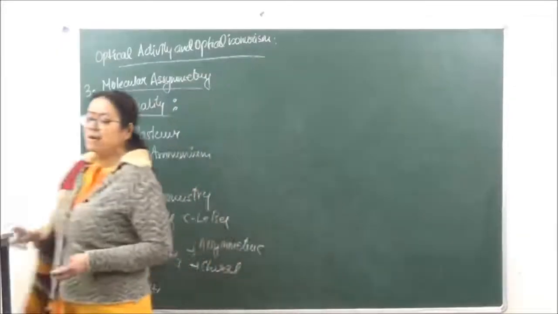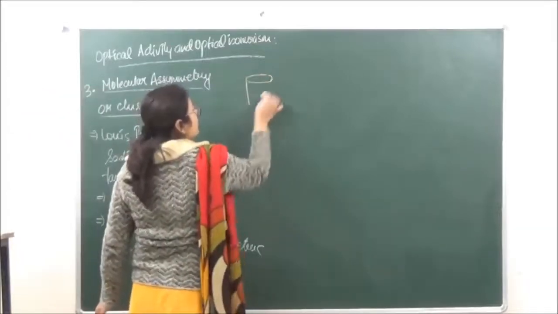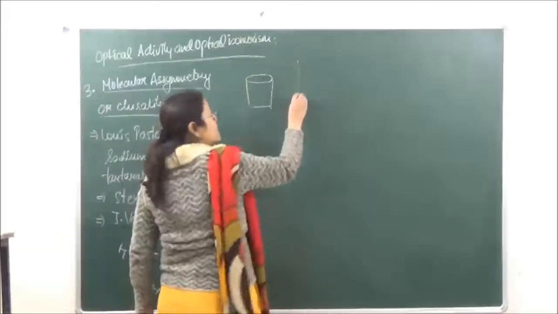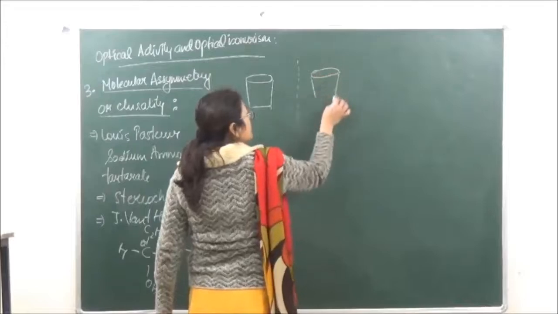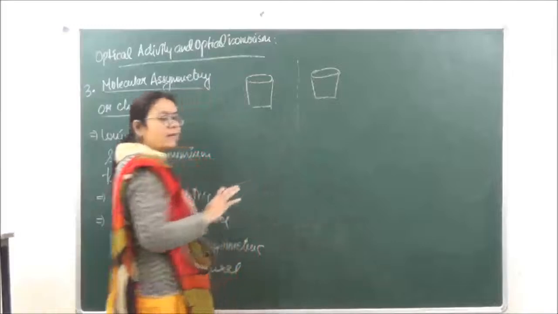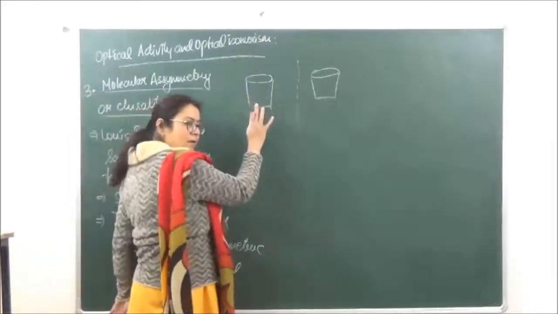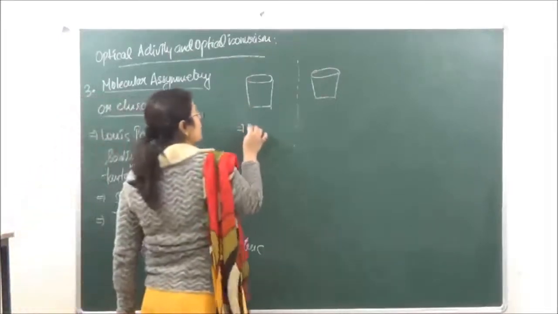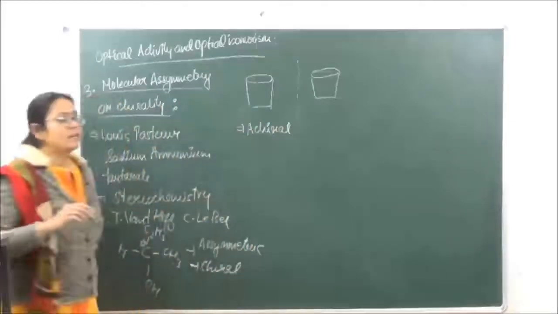So if you're taking an example over here, let's take the example of a tumbler. Okay, so we have a tumbler over here. Here we have taken a mirror in the center. If you're looking at the image of this, this is going to be the image. So even if you rotate it by 180, this is going to have a symmetry. So this is going to be a superimposable mirror image. So such substances which are superimposable mirror images of each other, they are said to be achiral in nature.